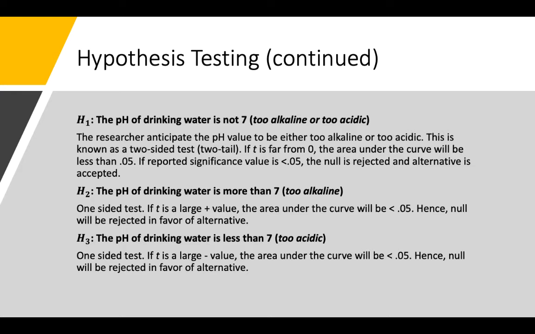When you only have a single side, it's called a one-sided test, as the name implies. If t is a large value, the area under the curve will be less than 0.05, hence the null will be rejected in favor of the alternative. Again, the pH of drinking water is less than 7. In a one-sided test, if t is large, the area under the curve will be less than 0.05, hence the null will also be rejected, and we shall favor the alternative hypothesis.